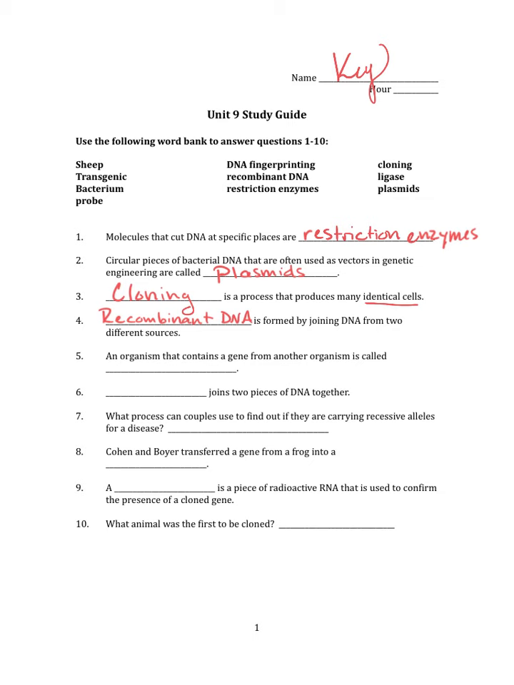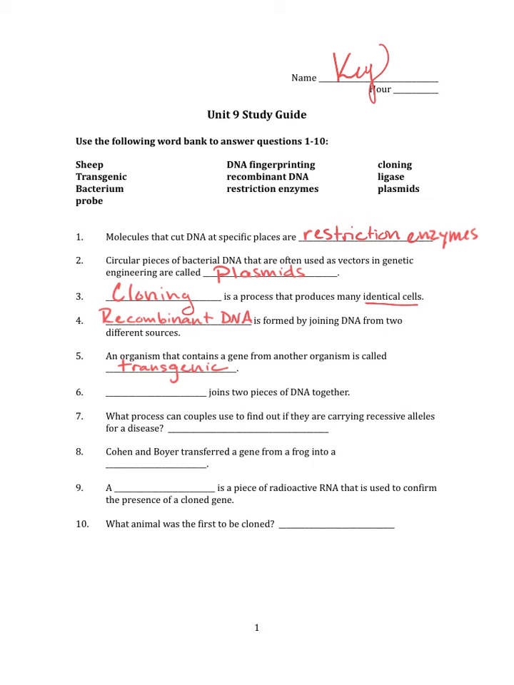Number 5. An organism that contains a gene from another organism is called transgenic. So this is when you take a gene from one organism and add it to another organism by creating recombinant DNA, and it allows a gene from one species to be expressed in a different species. So examples would be like adding a fluorescent gene from a jellyfish into a rabbit or a mouse or a cat, or adding the human gene for insulin to bacteria so that the bacteria can produce insulin.